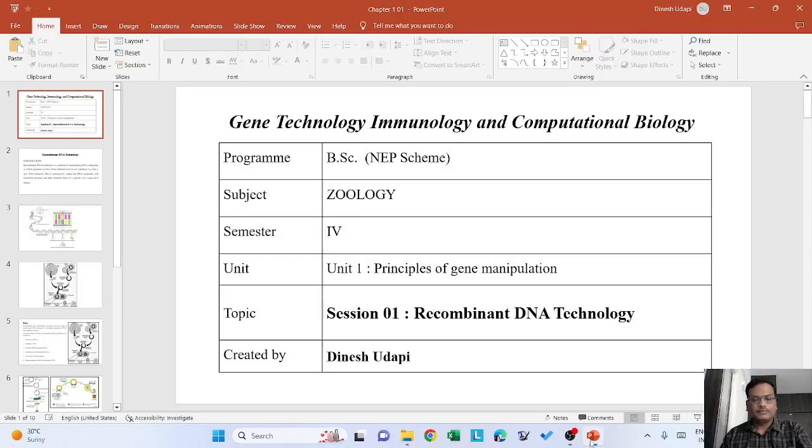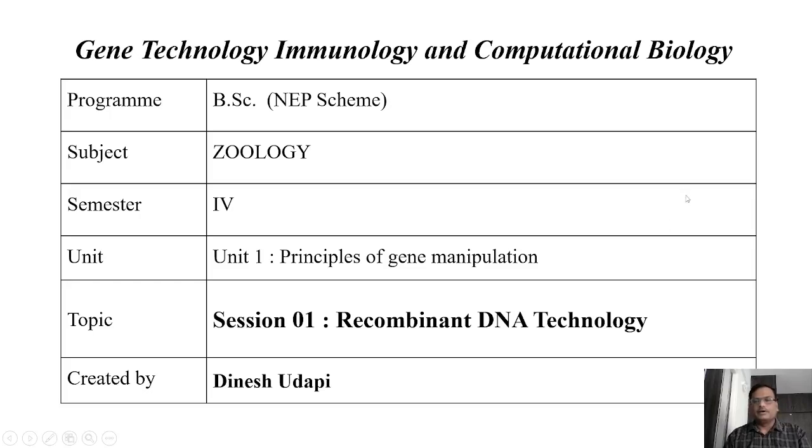Hello everyone. With this video, let us start with a study of the Zoology 4th semester paper, which is introduced under the NEP scheme. The title of the paper is Gene Technology, Immunology and Computational Biology. So I'm going to start with the first unit, which covers principles of gene manipulation.